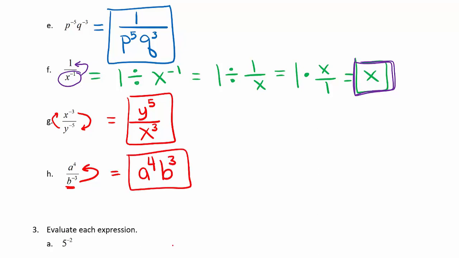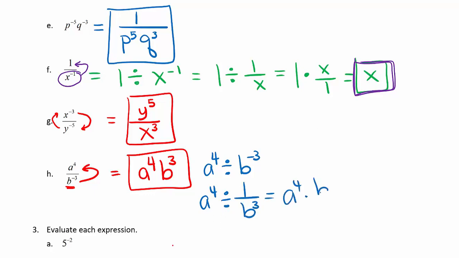Now, if you don't like this shortcut I've shown you, you can always write these problems out and actually do the division. In example H, you have an a to the fourth, and you're dividing it by b to the negative 3. So that is a to the fourth divided by 1 over b to the third. Copy, dot, flip, and then you can see if you multiply straight across, you get the exact same answer.